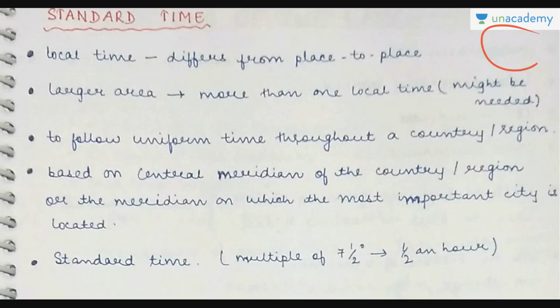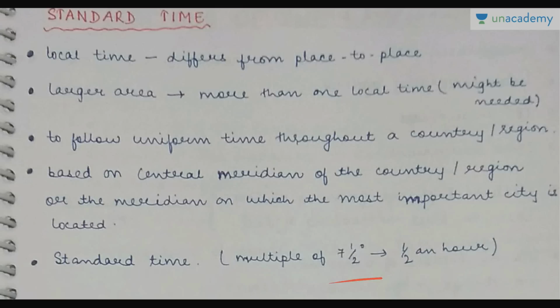So, if this is a country and there is a central meridian here, or the meridian on which the most important city is located, we choose a meridian which is either in the center or an important city passes through that meridian, and the other condition is that it should be a multiple of 7.5 degrees. Why 7.5 degrees? Because we just saw that 15 degrees is covered in 1 hour. So 7.5 degrees is a multiple of half an hour. When we see the time zones, you will understand why this 7.5 degree is important.